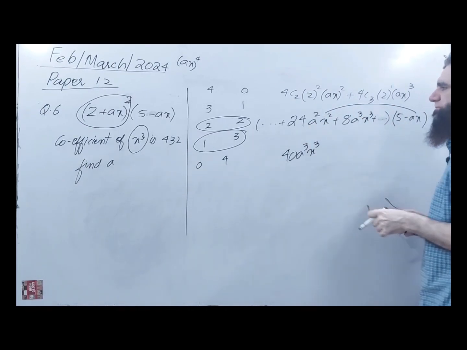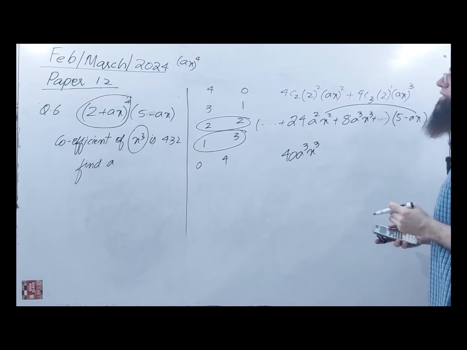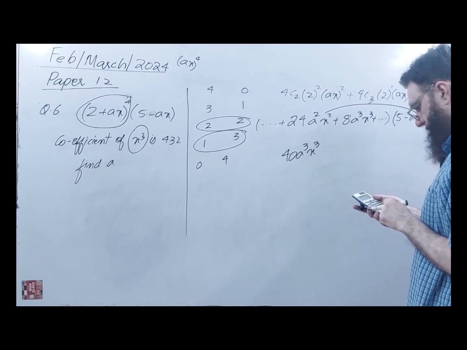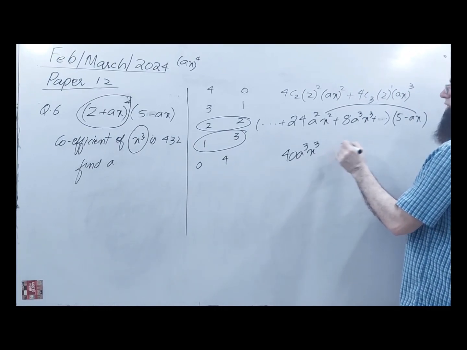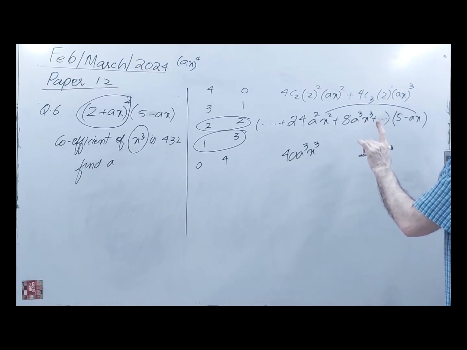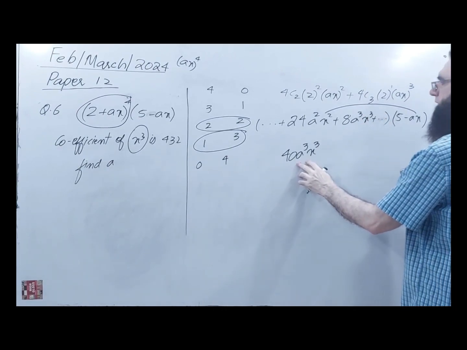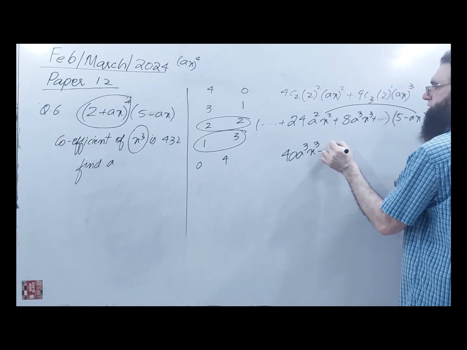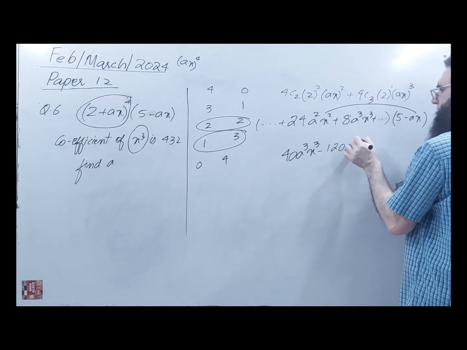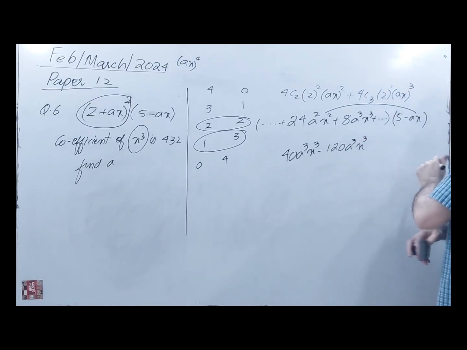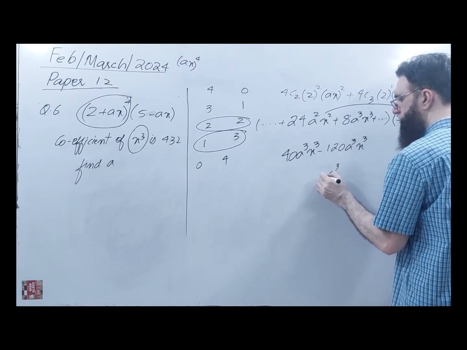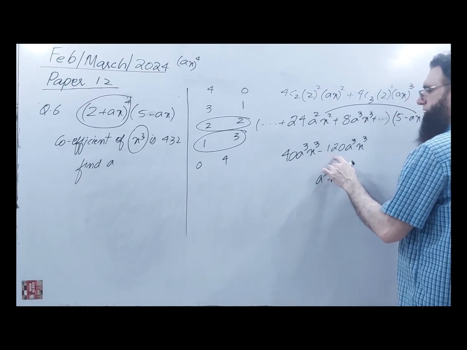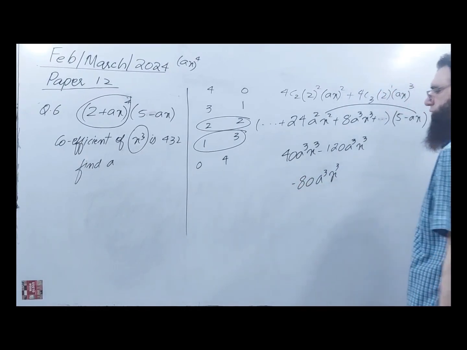So 5 24s, we see 5 24s. 24 into 5 is 120. This is the 120. See, am I making any mistake? 8 5s are 40 a cube, this is plus 40 a cube, and this is minus 120 a cube, x cube. I hope there's no problem in that. So if we take a cube x cube common, 40 minus 120 is minus 80 a cube x cube.